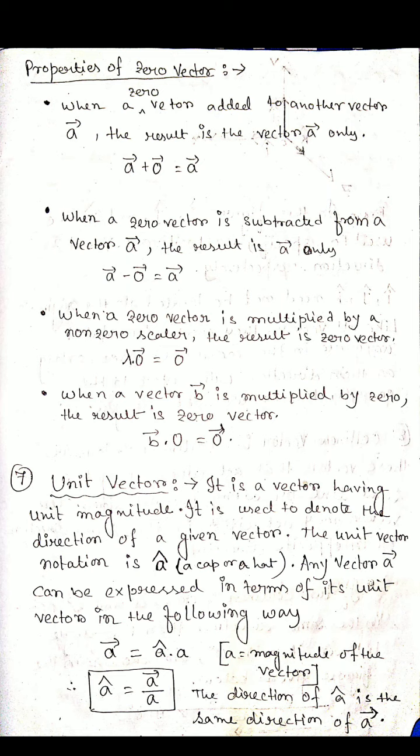So a vector equals unit vector a cap or a hat into A. From that we can write a hat equals a vector by A, that means a vector by modulus of a. The direction of a hat is the same as the direction of that given vector, that means a vector. Clear? I think it is clear.